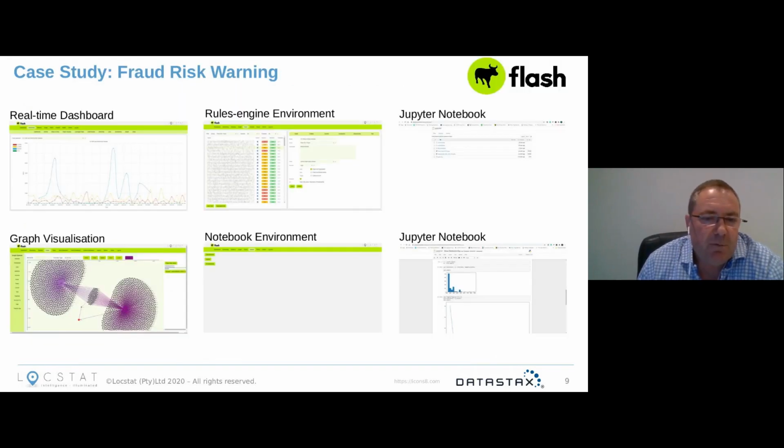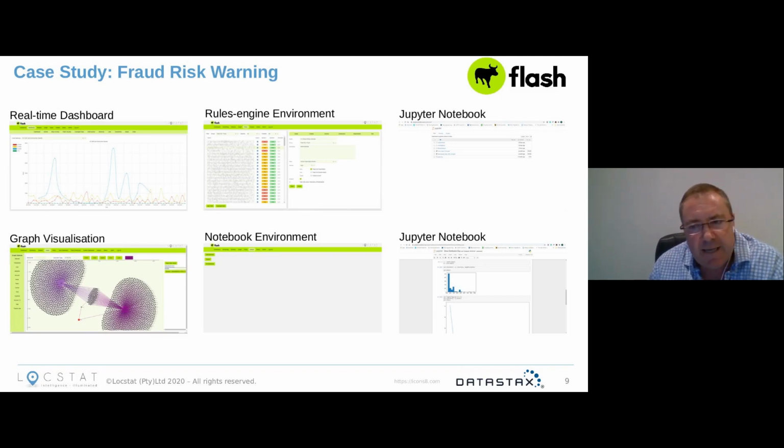To give you an example of some of the interfaces, on the left-hand side, we have a real-time dashboard which gives Flash a real-time view on their transaction space. They can see all the different products and how their customers are transacting based on windows that we set. In the middle, you have the rules engine environment, and that's the space where Flash's subject matter experts can actually go in and set very complex rules to monitor the underlying environment.